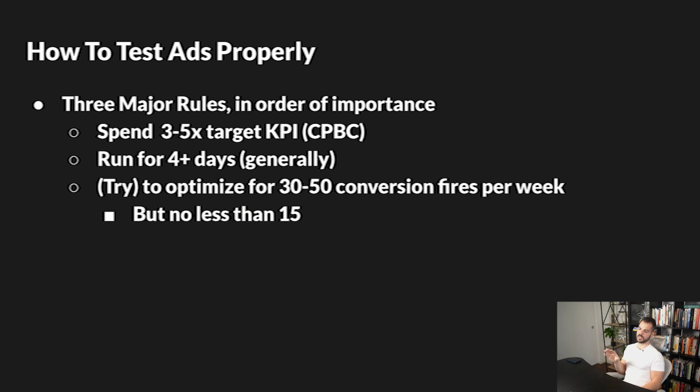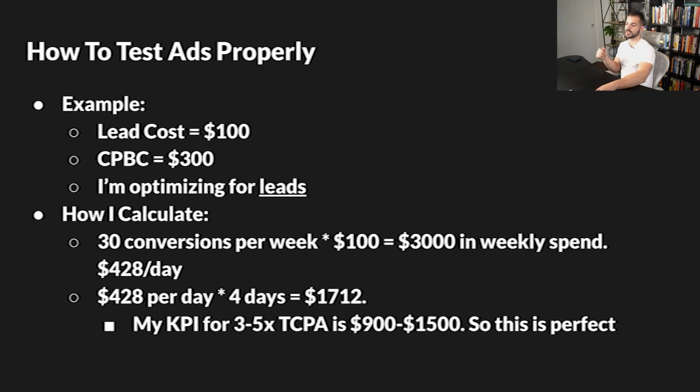And then the third one is if we can, we try to optimize for 30 to 50 conversion fires per week per the event that you're optimizing for. But we always do no less than 15, okay, which is 2 a day. Okay. Now 30 to 50, that's just really what helps the algorithm kind of learn properly who you're going after and who you're not. So I'll give you an example.